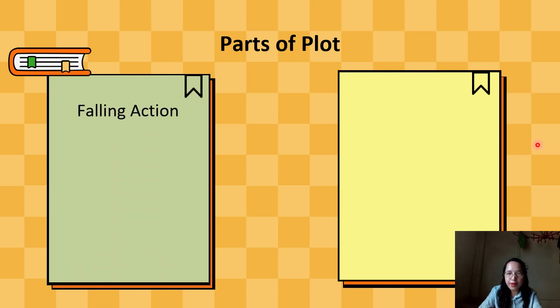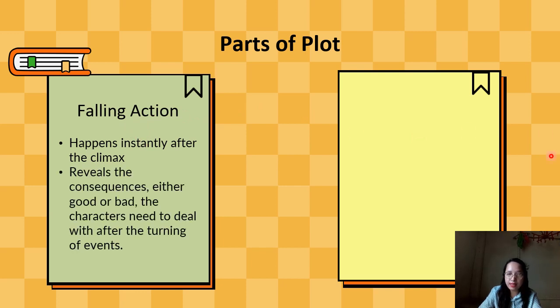Now, the fourth part of plot is the falling action. Now, it happens instantly after the climax. It reveals the consequences, either good or bad, the characters need to deal with after the turning of events. Now, falling action comes after the climax. And when things start to fall off a little bit, that kind of tells you what happened after the climax.